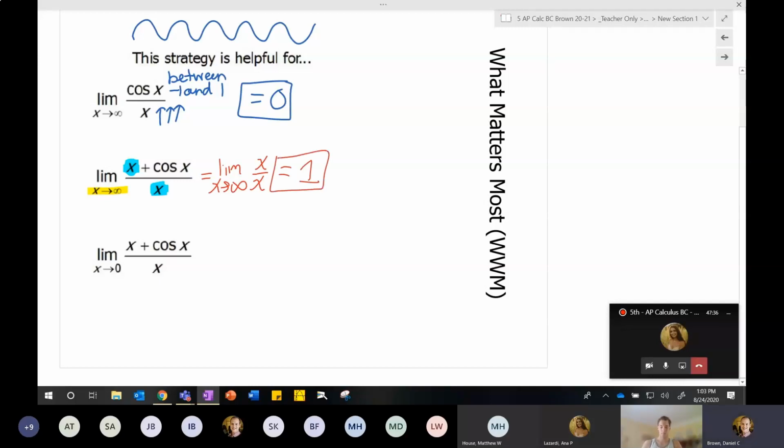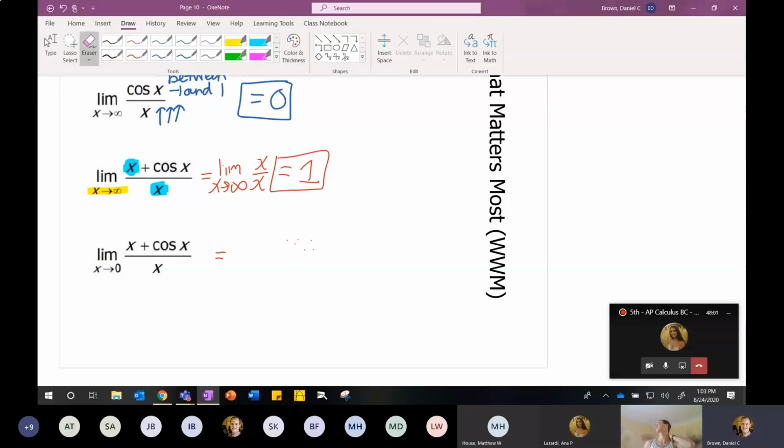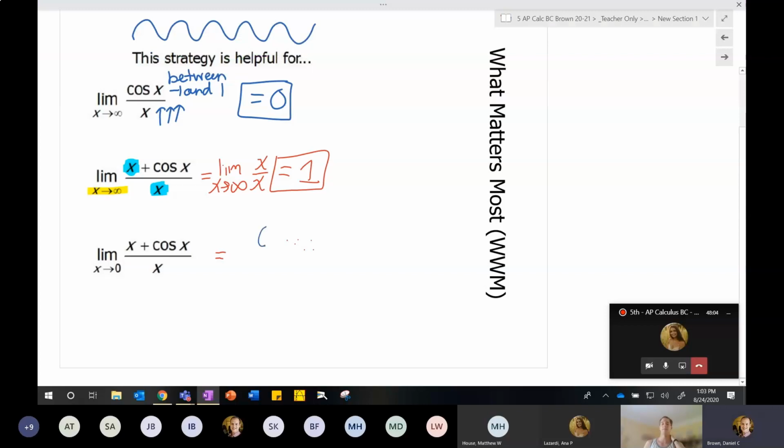This third one I put on here just to begin, be careful. You can tell I'm emphasizing it because it tends to be a common issue. Don't always use what matters most if you're not going towards infinity. If you're going towards 0, go ahead and just plug it in and evaluate as normal. So we have 0 plus the cosine of 0, all over 0. Cosine of 0 is just 1. We know 1 over 0 is undefined, so the limit does not exist.